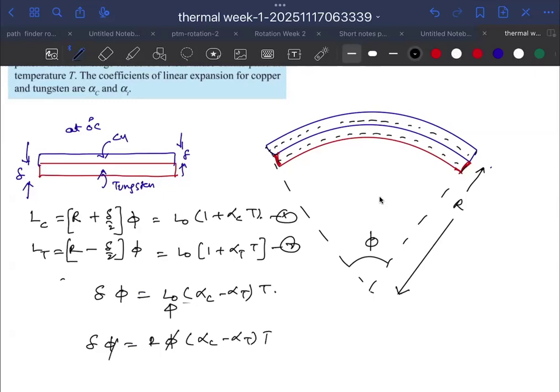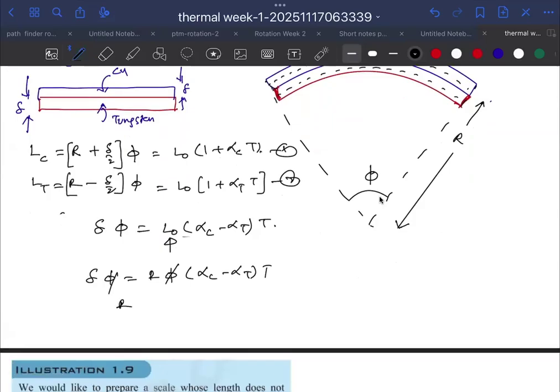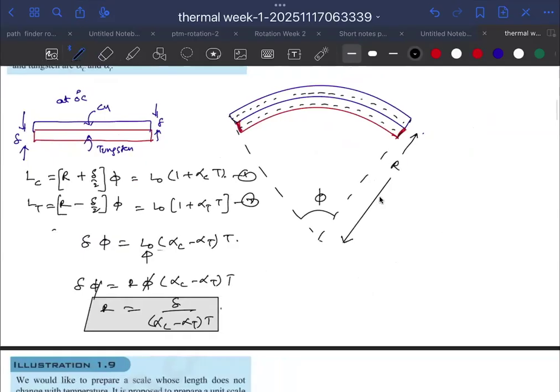So 5 cancels. So the radius of curvature is delta by alpha c minus alpha t times T. It's a perfect situation. Any doubts? If you are not interested, welcome. Divide 1 by 2. Finally, you'll get the same. Yeah, you need to do some small adjustment. Why I want finally this format of it.